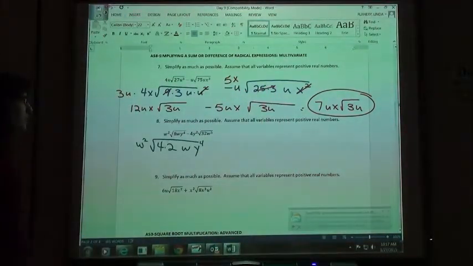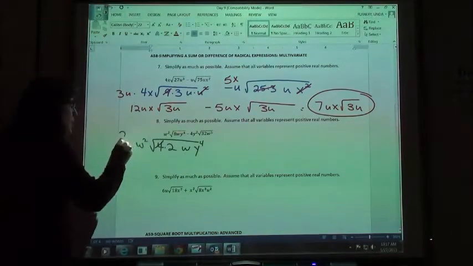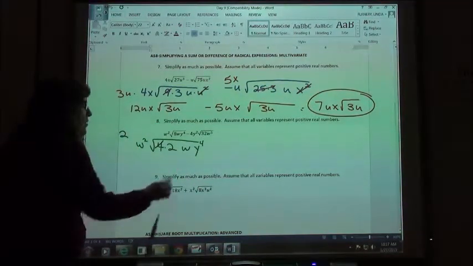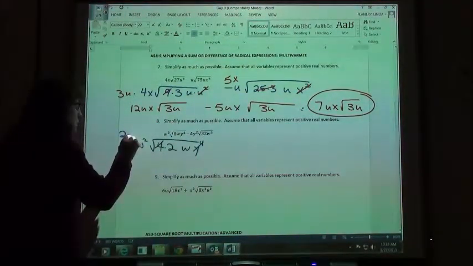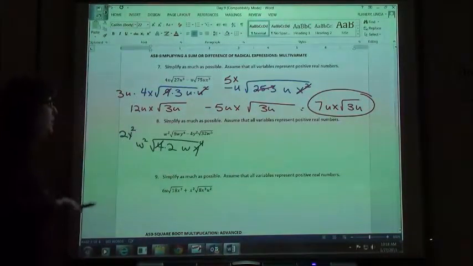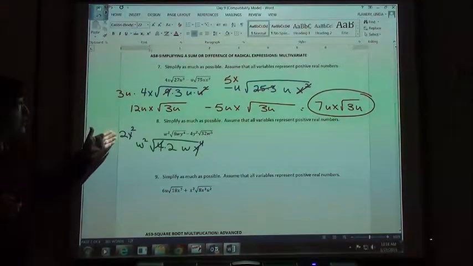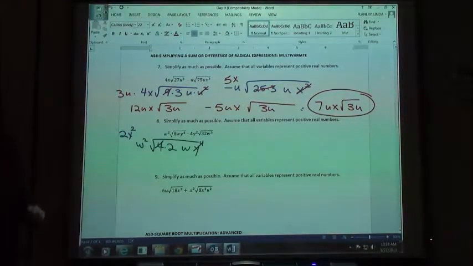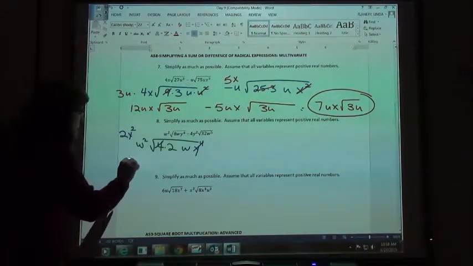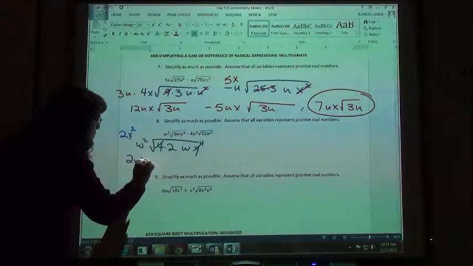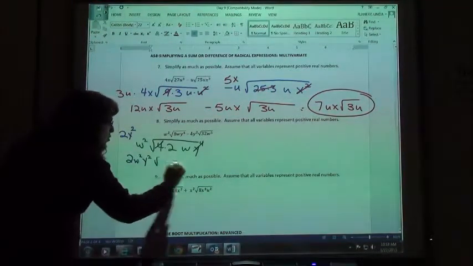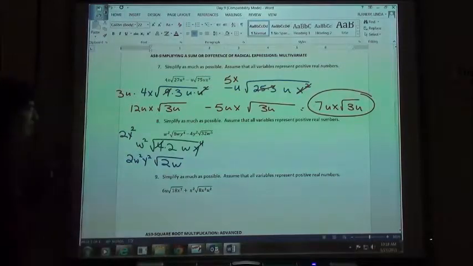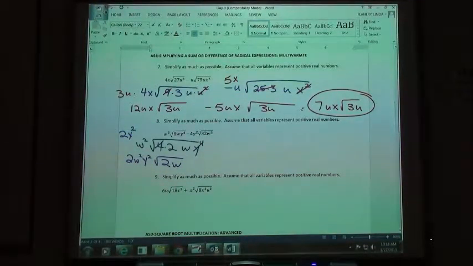Square root of 4 is 2. Square root of y to the 4th is y to the 2nd. It doesn't matter if you write it as 2y squared, w squared, or vice versa. I'm going to put them alphabetically because that's how I like them. So I'm going to write it as 2w squared y squared, square root of 2w. If you switch your w's and your y's around, that's okay. You just want to know that they can be switched around.